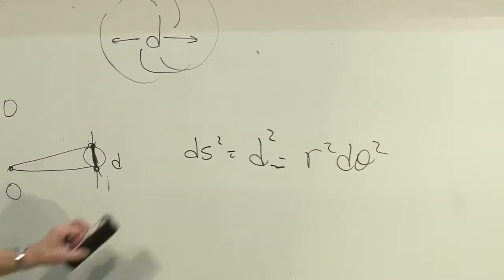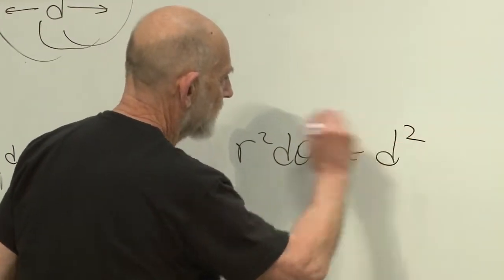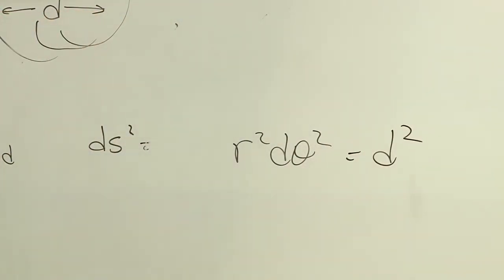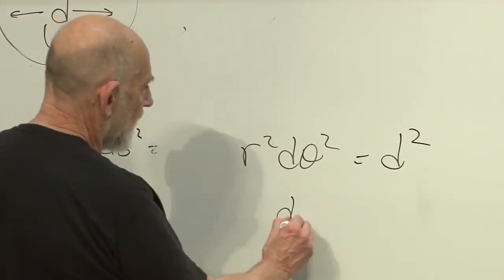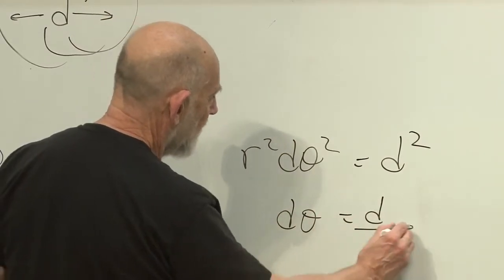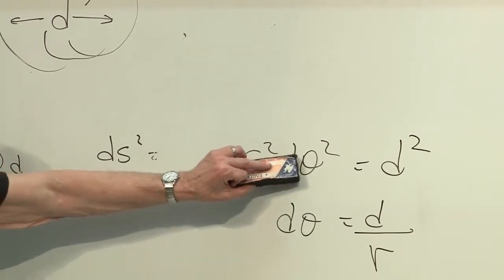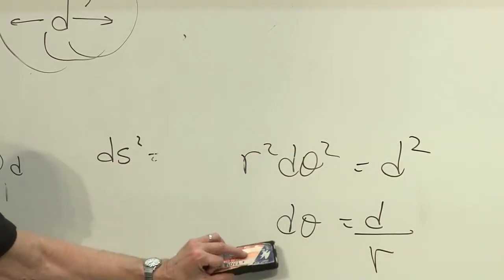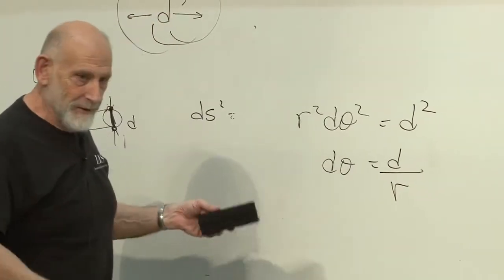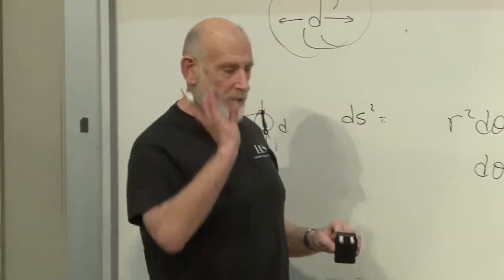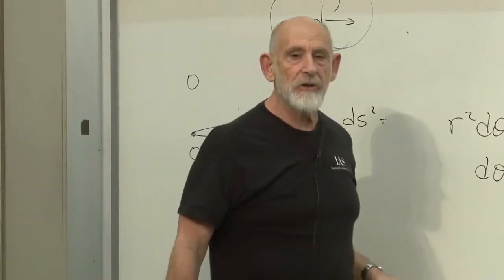D squared, the actual size of the galaxy, is equal to r squared d theta squared. Nothing new there. So what's d theta? D theta is the size of the galaxy divided by r. I've just solved this by writing d theta squared is d squared over r squared and taking the square root. So the angular size, this is obvious incidentally, I'm not saying anything you don't know, is proportional to the actual size of the galaxy divided by its distance from you.